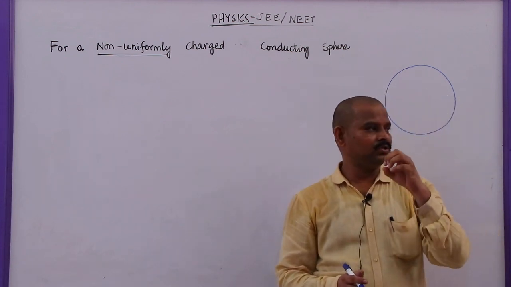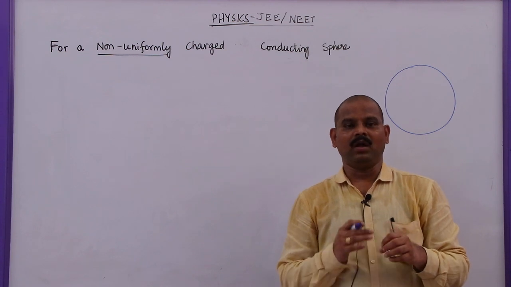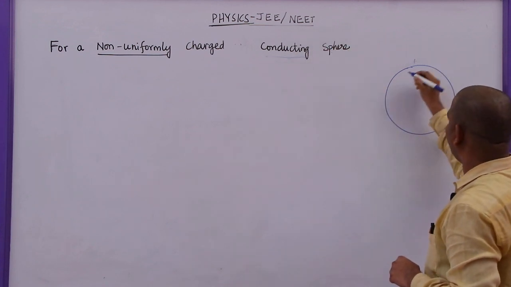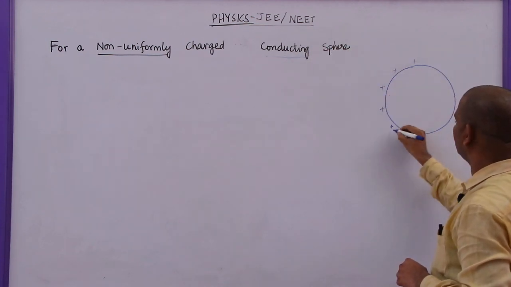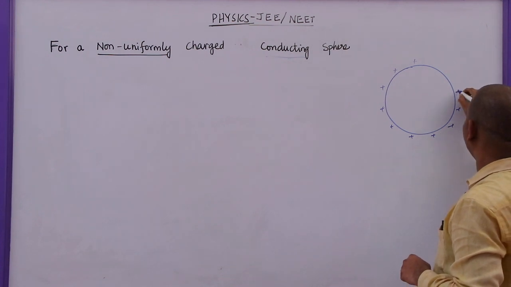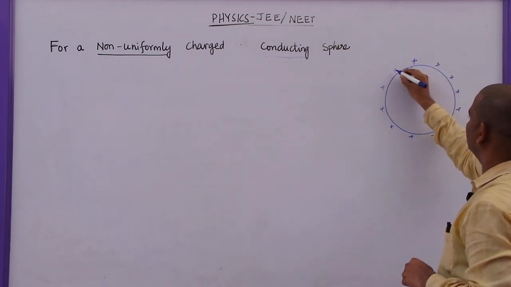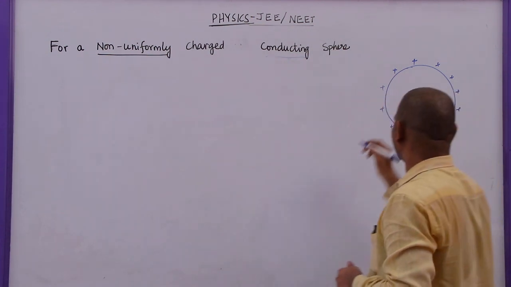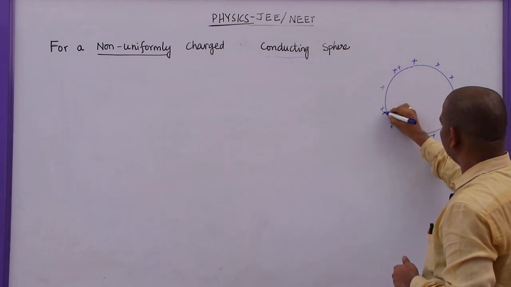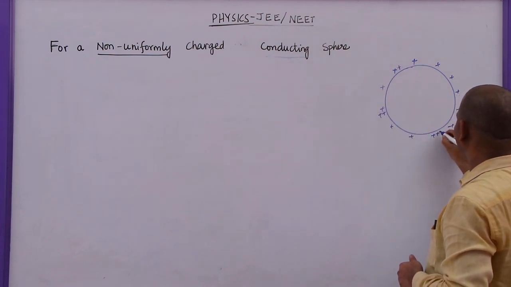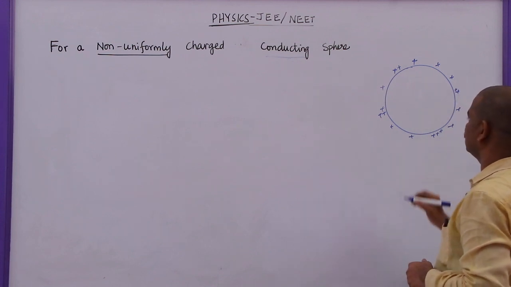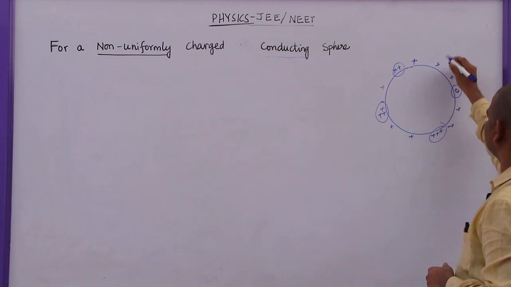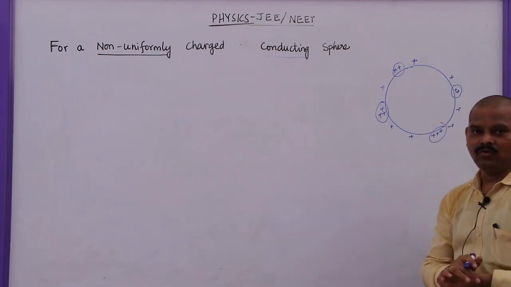Whenever a sphere is charged uniformly or non-uniformly, if it is a conducting sphere, charge will spread only on its outer surface. So charge will reside only on its outer surface like this. Even if it is non-uniformly charged, that means charge here is more, here too high, and here it is like this. So at some places charge density is more, at some other places charge density is less. Let us say it is non-uniformly charged.